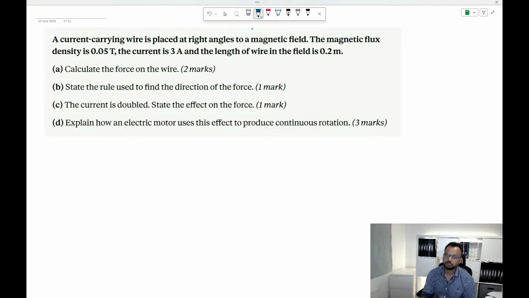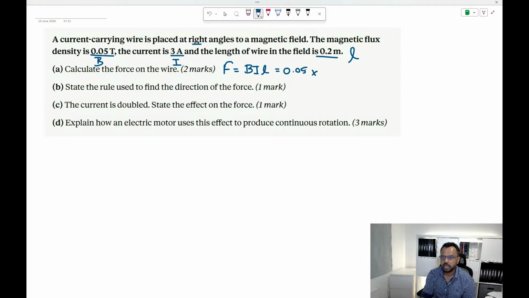So please do that. A current carrying wire is placed at right angles to a magnetic field. The magnetic flux density B is 0.05 Tesla. The current I is 3 amps, and the length of the wire is 0.2. Calculate the force on the wire. Now, guys, the formula is F is equal to BIL. Bill, some people call it, right?